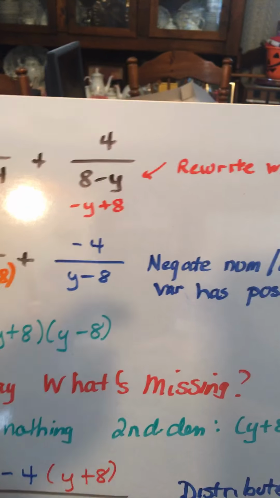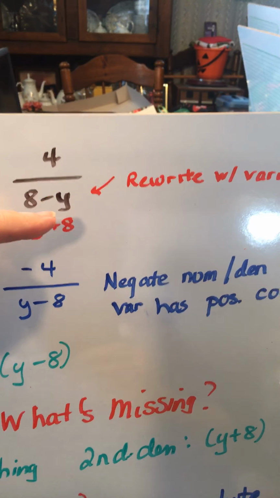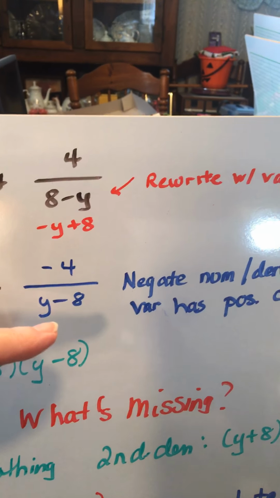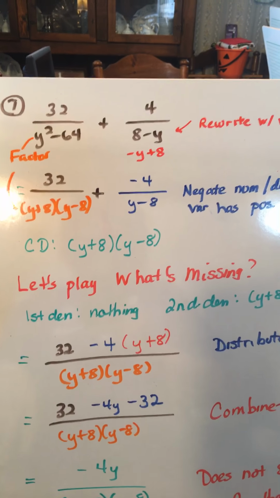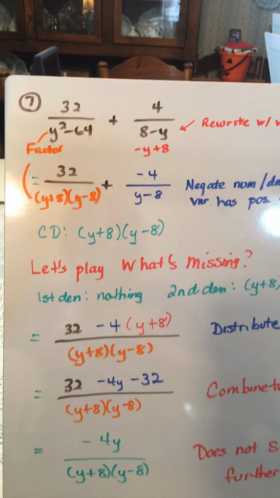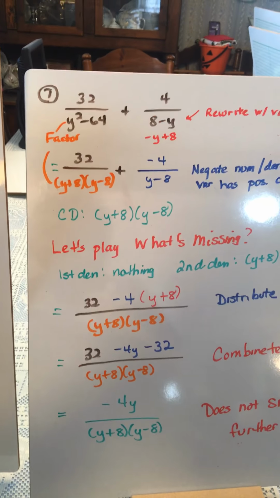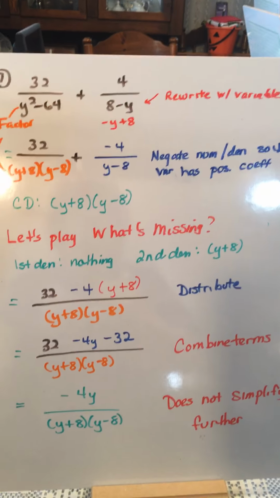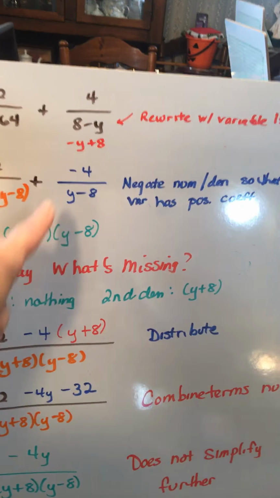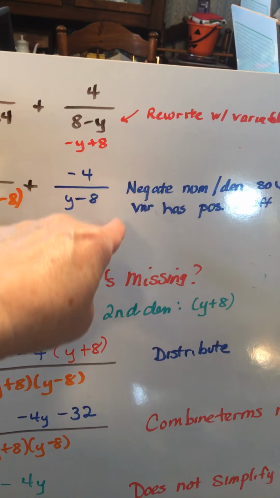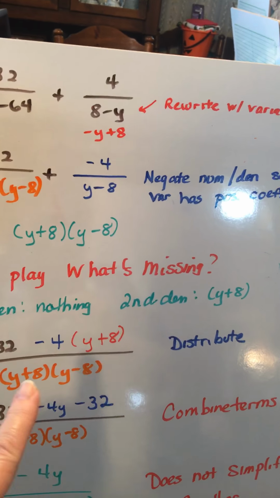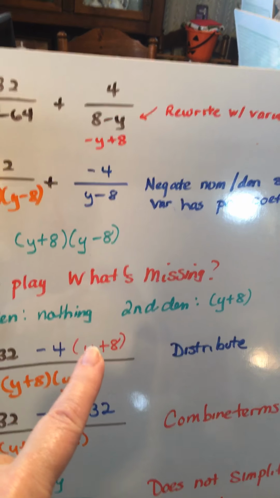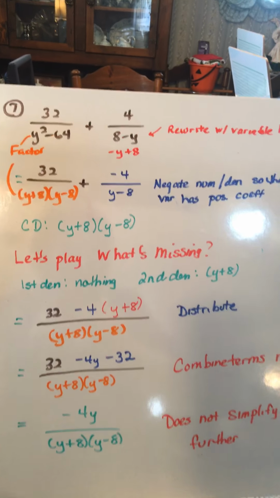Anyway, if this had been negative 2 over negative 3, this is now positive 2 over positive 3. Notice the common denominator is the first one. So what is the first denominator missing? Nothing. What's the second denominator missing? y plus 8. So the negative 4, the top and the bottom need y plus 8, but we automatically have the y plus 8 on the bottom, but the numerator has to have the y plus 8.